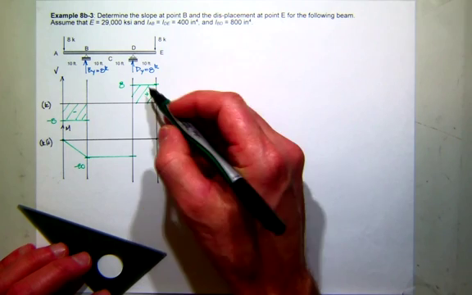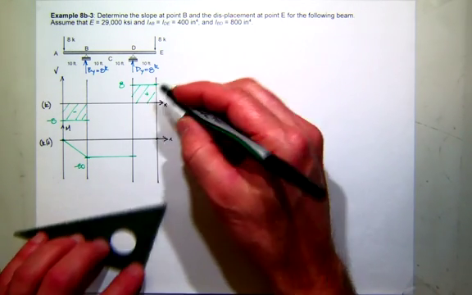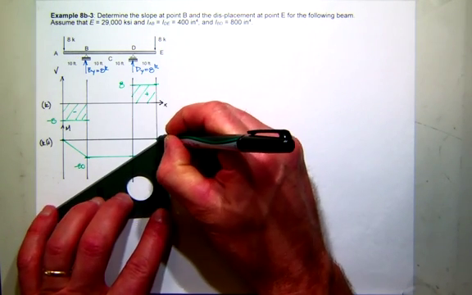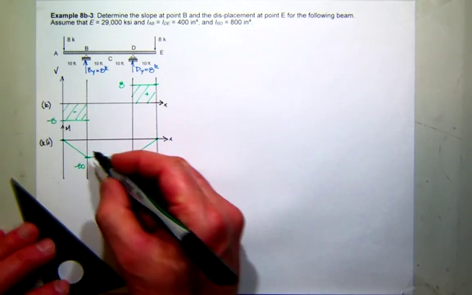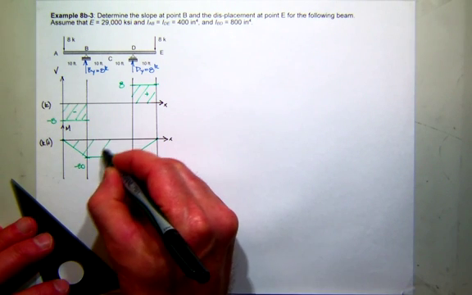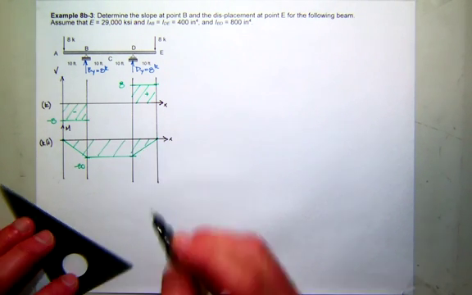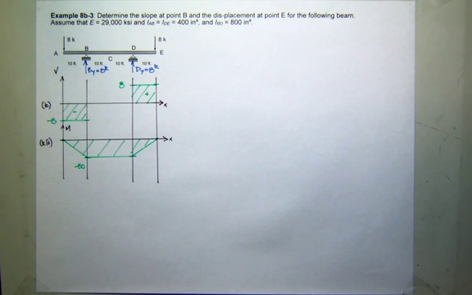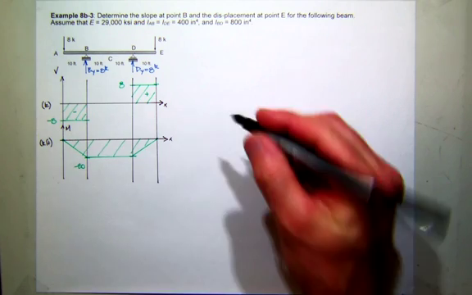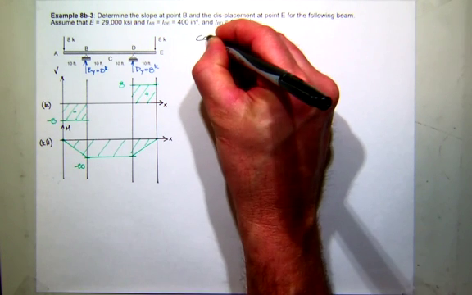The shape of the curve is given by the shear. The shear is constant and positive, so I have a constant positive slope. So there's my moment diagram. Okay? So now I want to construct my conjugate beam and apply this as load. So let's go over here and look at the conjugate beam.